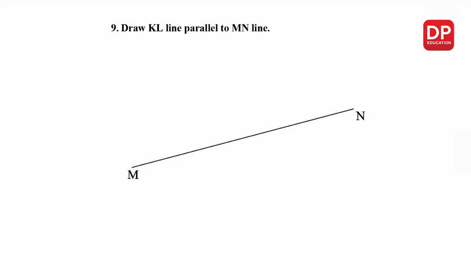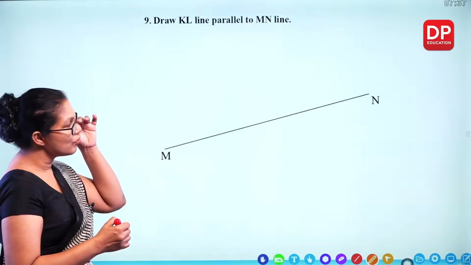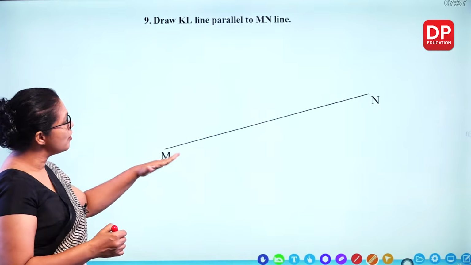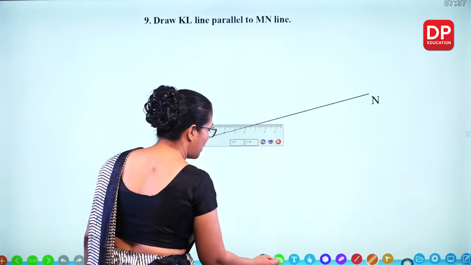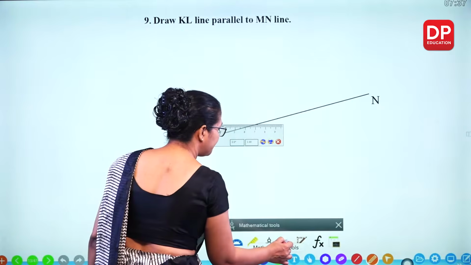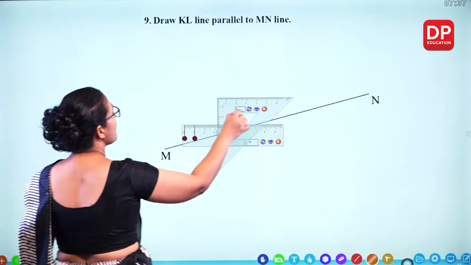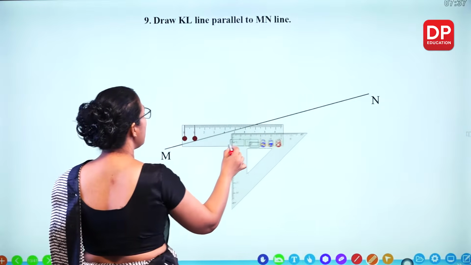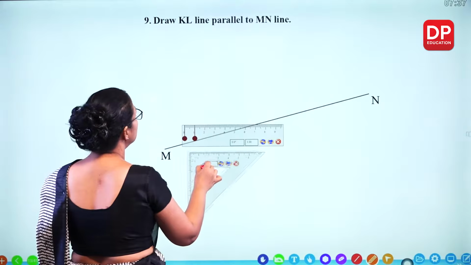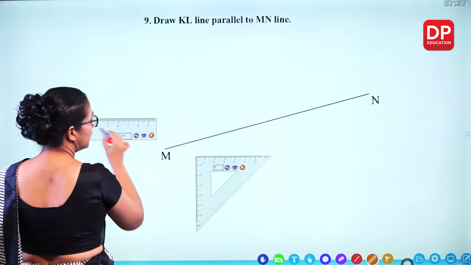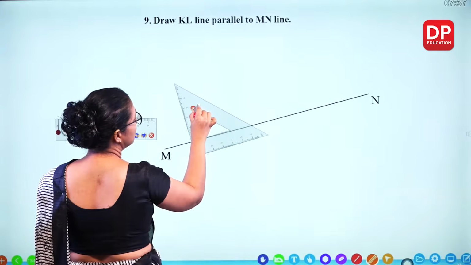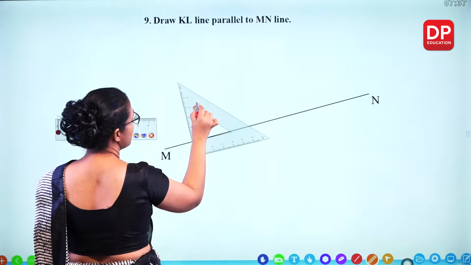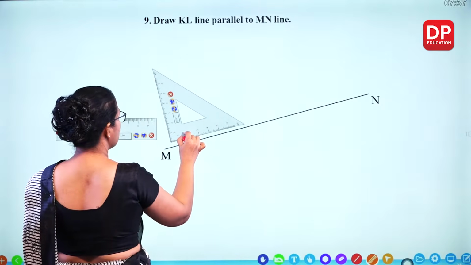Draw KL line parallel to MN. So MN line is given. So you need to draw a parallel line. So you take the ruler and the set square. So you can keep the set square first on top of this line.